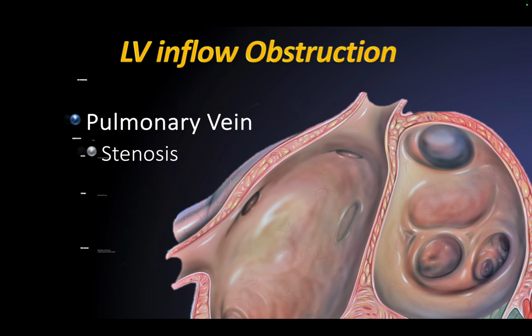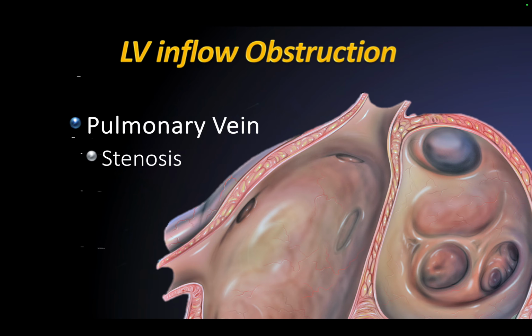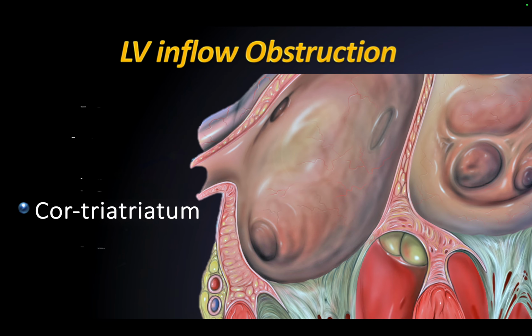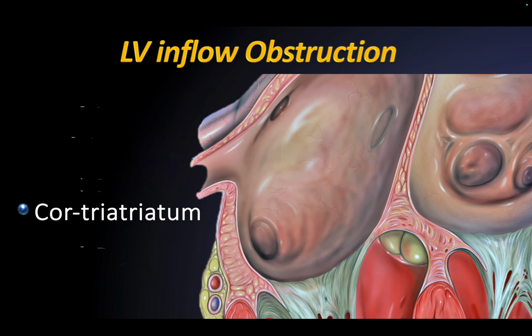So let me today take you and show you a case of pulmonary venous stenosis. Pulmonary venous stenosis, you can have stenosis of the origin, the insertion of the pulmonary vein, either one or multiple pulmonary veins. The next could be a cor triatriatum, where you can have an obstruction or a membrane just below the insertion of the pulmonary vein and above the left atrial appendage.